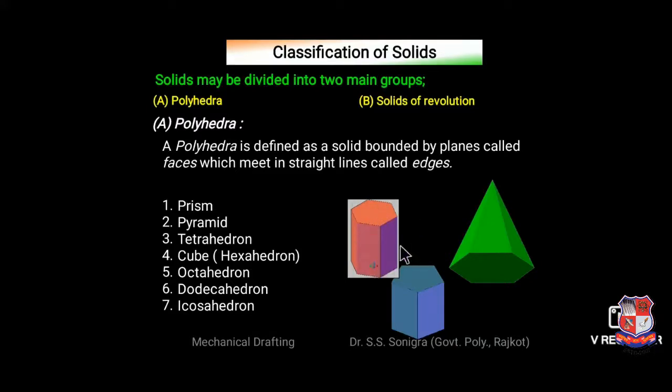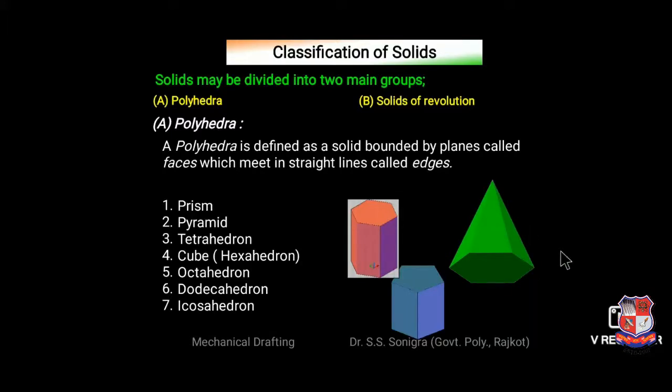Suppose this is a hexagonal prism. It is covered by one hexagonal face on the top side, another hexagonal face on the bottom side, and all 6 sides are covered by rectangular faces. So 6 rectangular faces and 2 hexagonal faces cover this solid. So it is one example of a polyhedron. Similarly, this solid is covered by one hexagonal face, that is the base, and 6 triangular faces. So this is also a polyhedron.